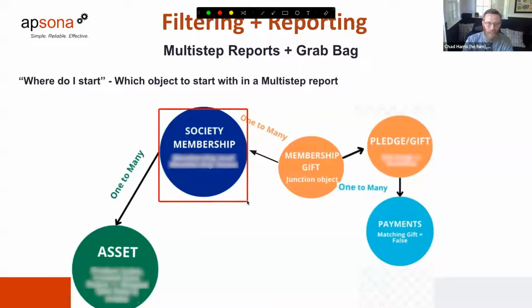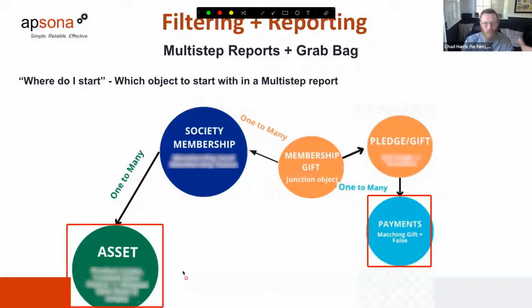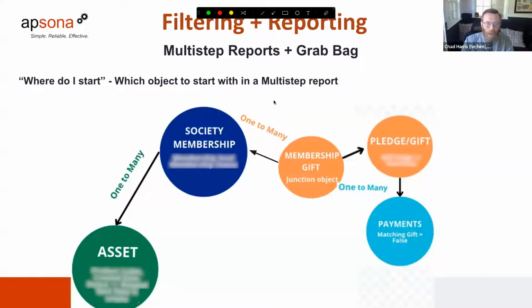I really want the data on the report to be about society membership, but I want the filtering to be on payments and assets. And now we're just so far away. And so we kind of worked through it. And what we decided is we're going to have our first step in our multi-step report begin with this junction object. Now, we don't care about the data on this junction object. We only want this junction object to give us access to everything else. And so the first step we created was on the membership gift.